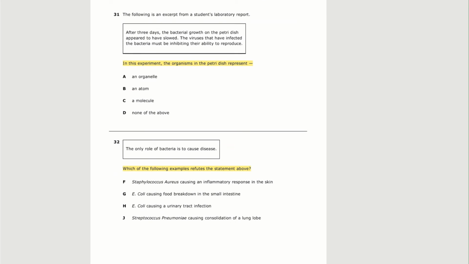In this experiment, the organisms in the Petri dish represent. So after 3 days, the bacteria growth on the Petri dish appear to have slowed. The viruses that have infected the bacteria must be inhibiting their ability to reproduce. Inhibiting, remember that? That means stop. So bacteria are stopping, inhibiting, prohibiting, remember? Put prohibit.